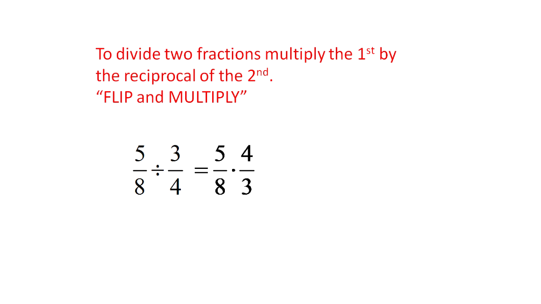Now I can multiply as usual. I'm going to multiply straight across. I get 20 over 24. Simplify, I get 5 over 6. So to divide two fractions, you flip and multiply. And the reason is for that complex fraction I showed you before.